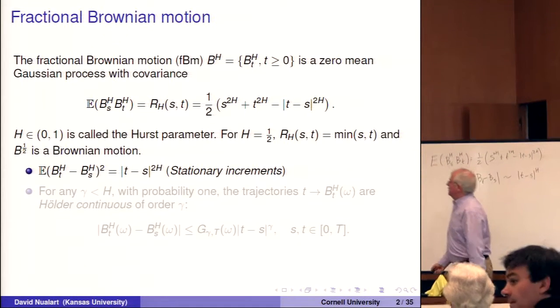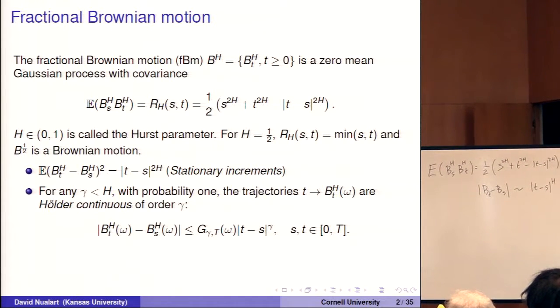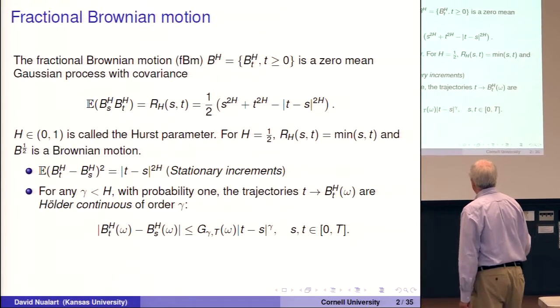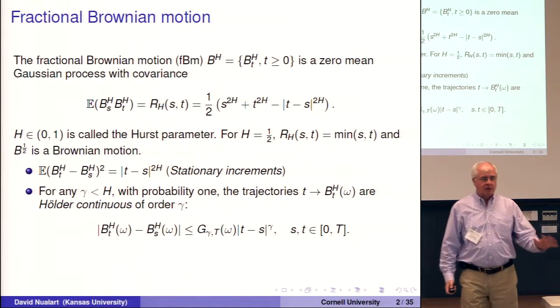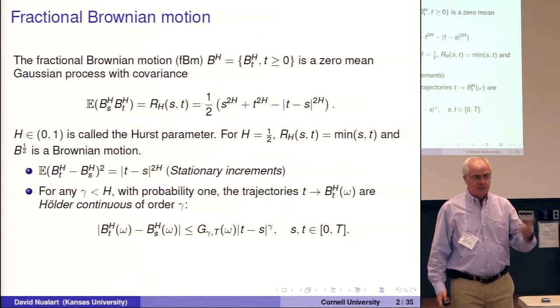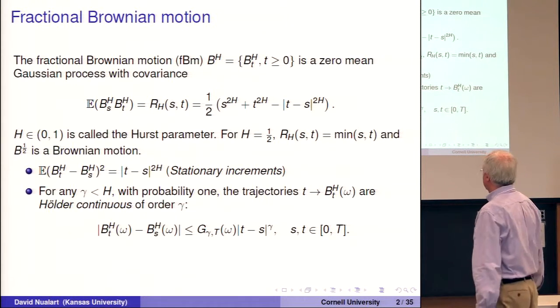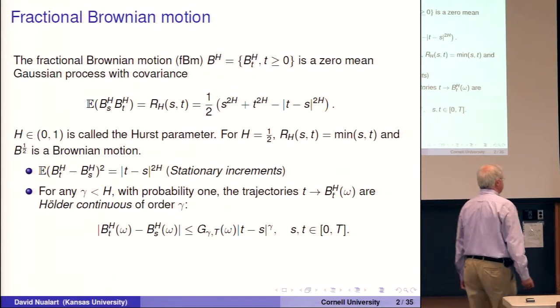So actually, you can make this more precise using the Kolmogorov continuity criterion, and it turns out that the trajectories of the fractional Brownian motion are almost surely Hölder continuous of order gamma for any gamma less than h. So this means that the parameter h controls the regularity of the trajectories. If h is bigger than 1/2, you have a process which is more regular than Brownian motion. If h is less than 1/2, you have a process which is rougher than Brownian motion.